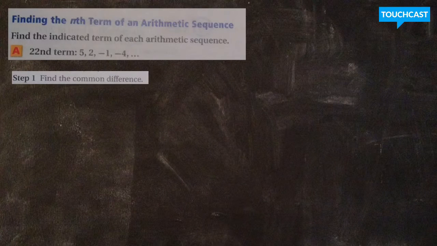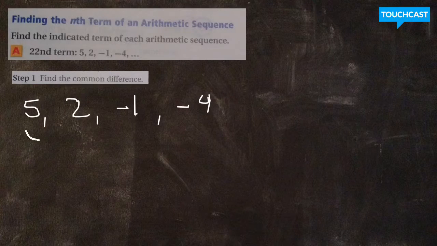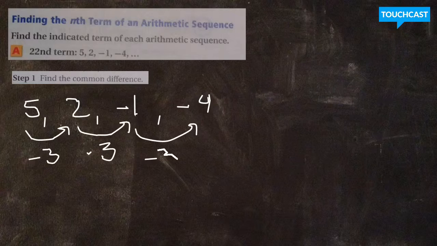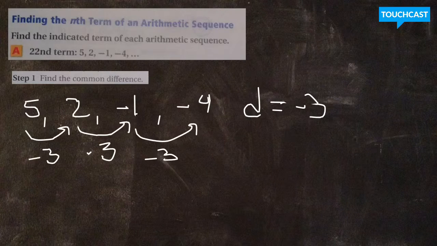So we need to find out from 5 to 2, 2 to -1, and -1 to -4, is there a common difference? So from 5 to 2, we can subtract 3. From 2 to -1, we can also subtract 3. And from -1 to -4, we can also subtract 3. So our common difference, or d, is -3.